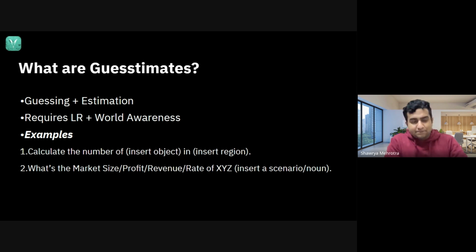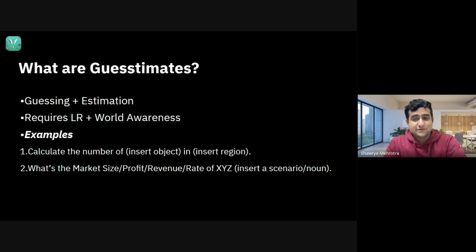Although I don't personally believe in memorization, these are two very common templates for guesstimate questions that you will see all around you. Calculate the number of cardboard sheets in Rajasthan, and that's a real guesstimate question. Calculate the number of people named Aniket in Orissa. Calculate the number of bananas in Tunisia. All of them are actually real guesstimate questions.